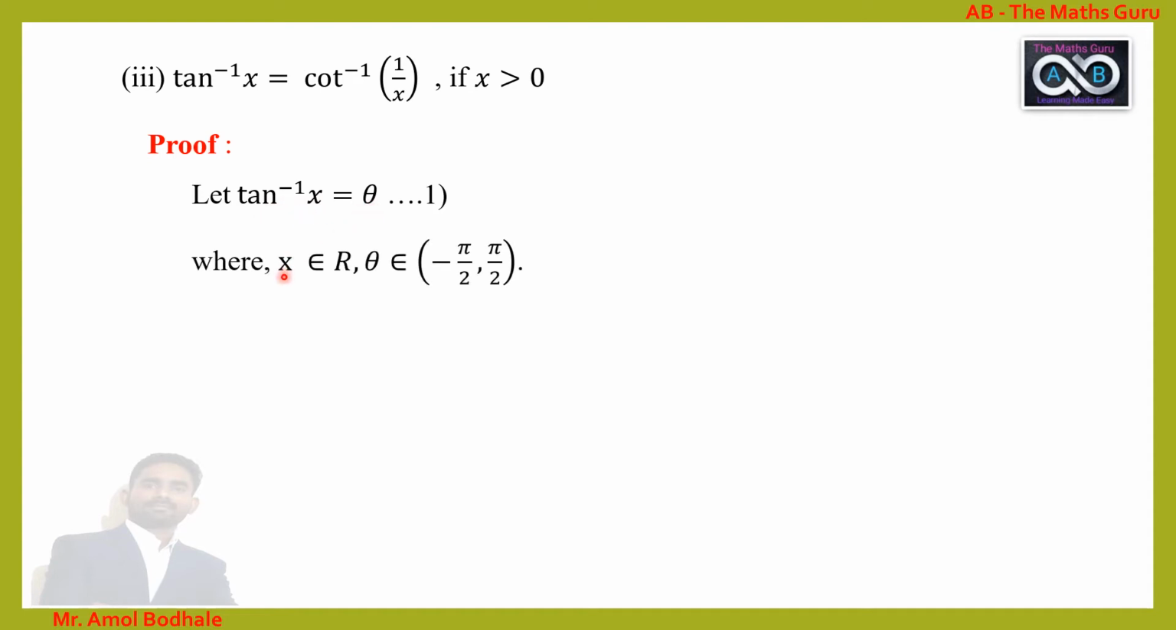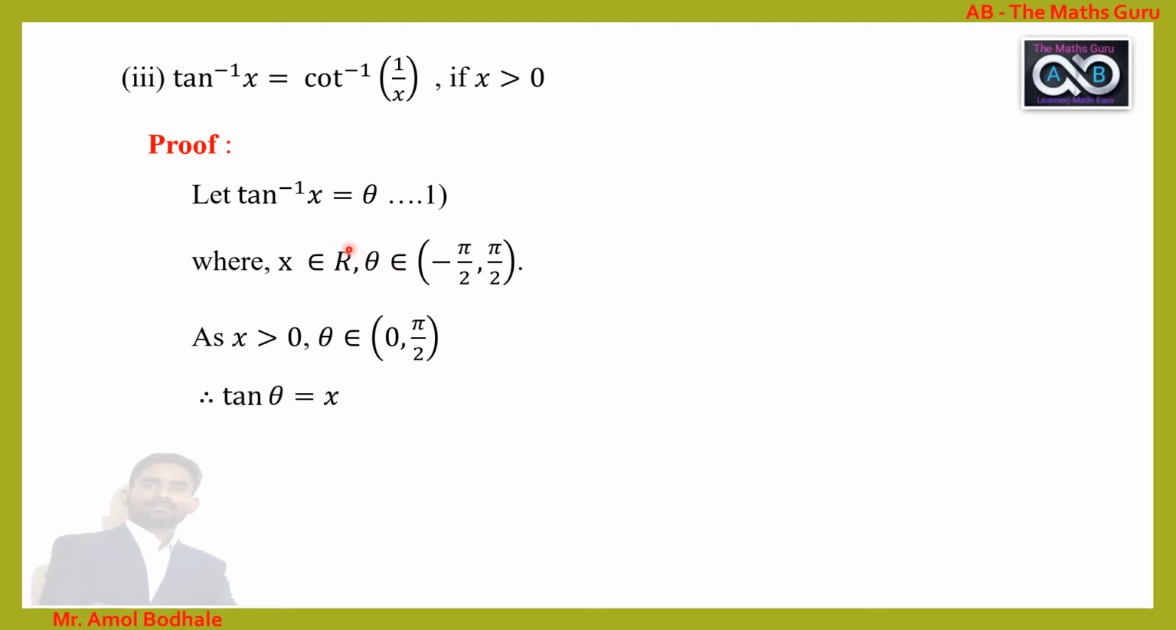So here x belongs to R, which is the domain of tan inverse, and theta belongs to the open interval minus pi by 2 comma pi by 2, which is the range of tan inverse. So as given x is greater than 0, obviously it belongs to the set of real numbers, and theta belongs to 0 comma pi by 2, which is within the range of tan inverse.